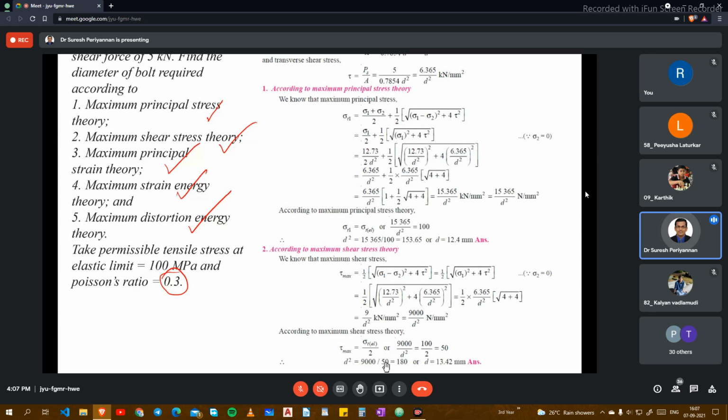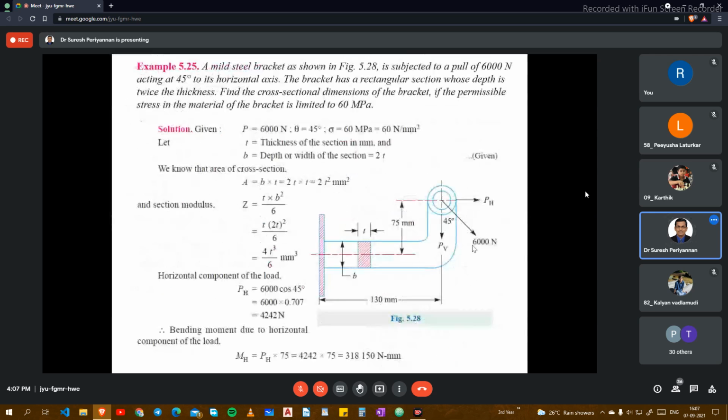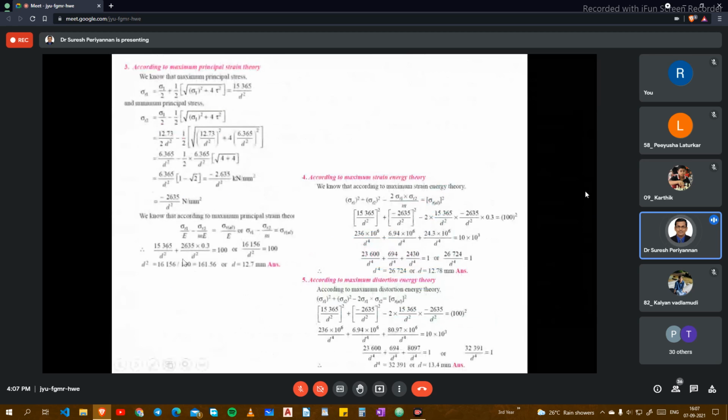Now, you can equate this. You can find the diameter of the bolt as 13 mm. In the earlier case, the diameter of the bolt was 12.4 mm. Okay. Now the next. I complete this page, then we stop today's discussion. Please cooperate, just for 2 minutes.